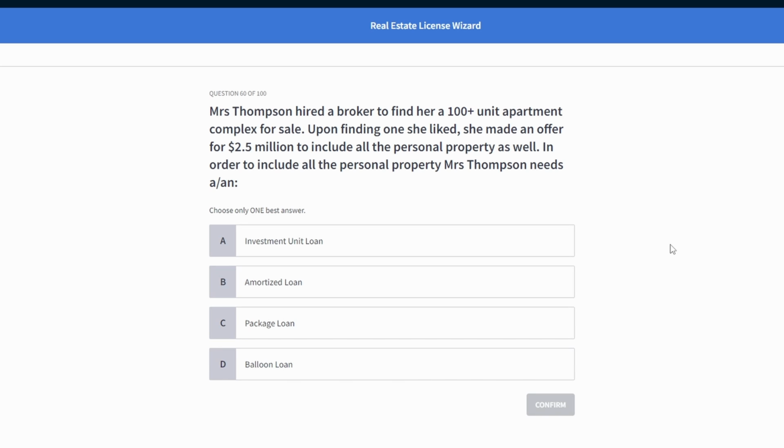All right, question 60. Mrs. Thompson hired a broker to find her a 100-unit apartment complex for sale. Upon finding one she liked, she made an offer for $2.5 million to include all the personal property as well. In order to include all the personal property, Mrs. Thompson needs a/an, and it gives us four options: A, an investment unit loan, B, an amortized loan, C, a package loan, or D, a balloon loan. So take your time to come up with your answer on this one.